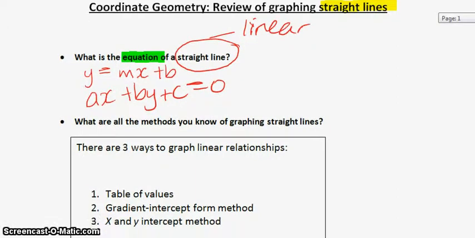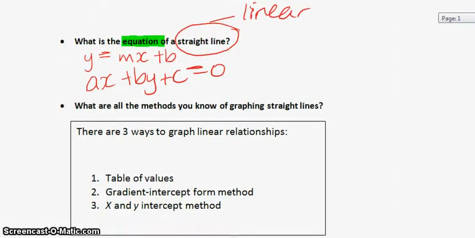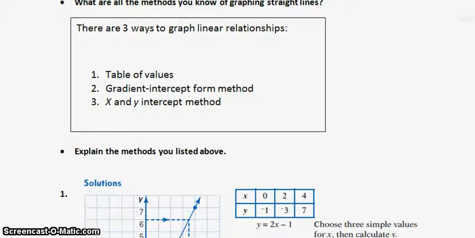Okay, what are the three methods you know of graphing straight lines already? Well, last year we looked at three. Table of values, most time-consuming way, but sometimes helpful. Gradient intercept form method, very helpful and easy. X and Y intercept method, also helpful, especially when we're going to graph parabolas later on.